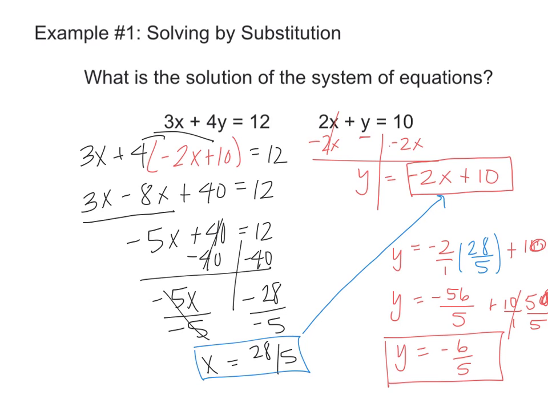Remember, when we are writing a solution of a system, we will not leave it in this form because this x actually would represent a line and y would represent a line, but our solution is always an ordered pair. So our answer would be 28 over 5, comma, negative 6 over 5. And I believe if we wanted to change those to decimals, that would be 5.6, comma, negative 1.2.